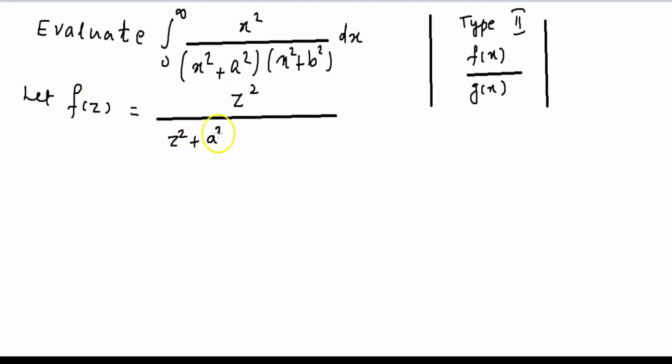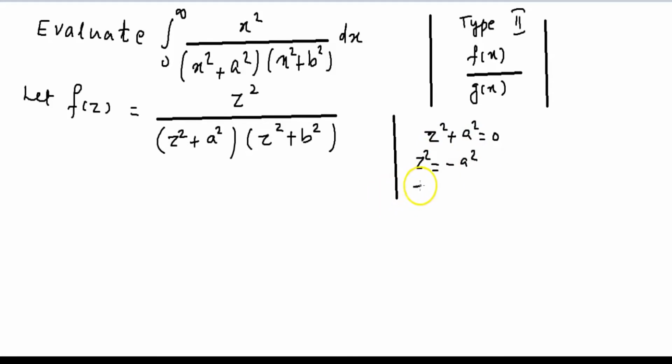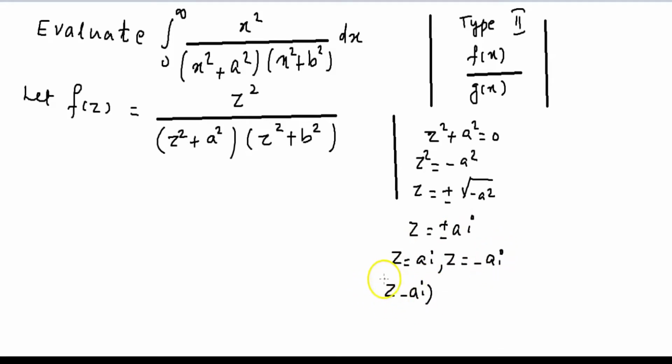Here f of z is z square by z square plus a square into z square plus b square. Here the poles are given by z square plus a square into z square plus b square equal to 0. Let us equate z square plus a square equal to 0. Then z square is equal to minus a square. Then z is equal to plus or minus ai. Therefore, we get the poles z is equal to ai and z is equal to minus ai.